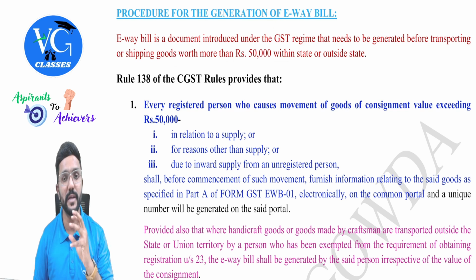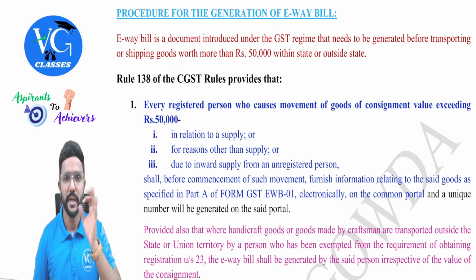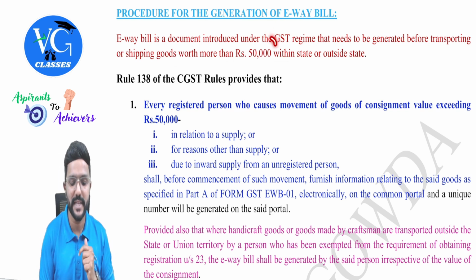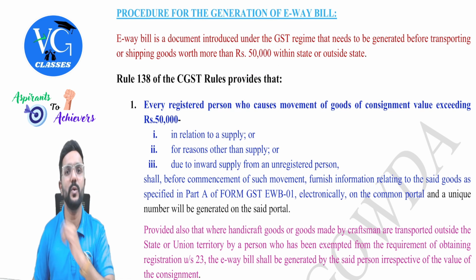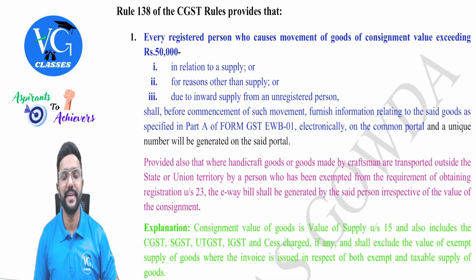Okay. Some people believe that we need to generate an e-way bill only if the goods are going outside the state. No, even if it is within the state, if the consignment value is more than 50,000, we have to generate an e-way bill. Okay, sir. Fine. So what is given in Rule 138?